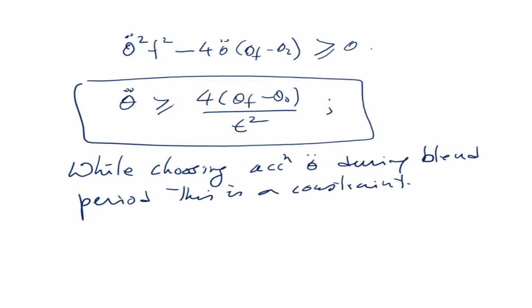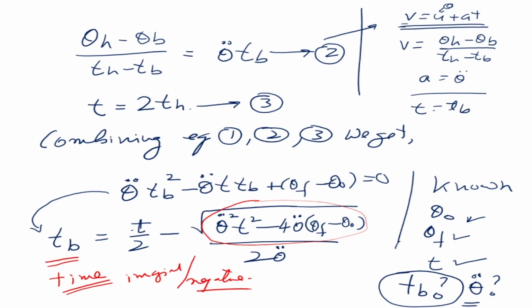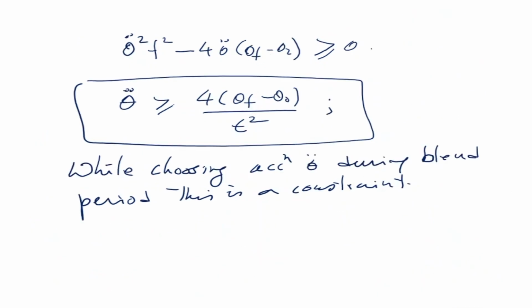Okay, so this constraint is something that we have to keep in mind when we are choosing theta double dot. Now, when equality occurs, what is going to happen? That means when equality occurs in this equation, theta double dot is greater than or equal to this. So if it becomes equal to this, what will happen?